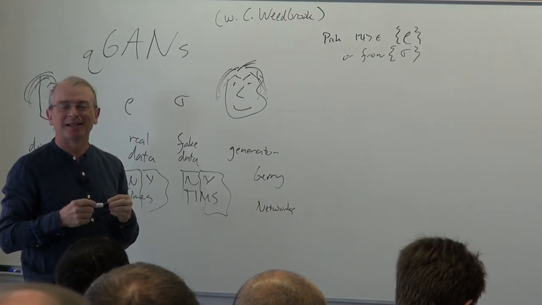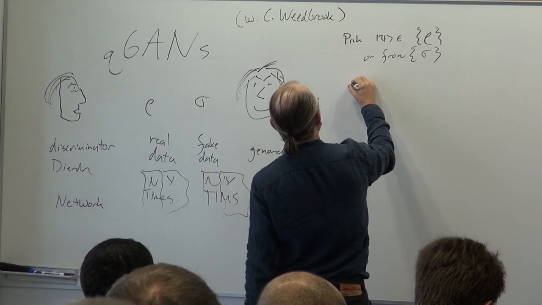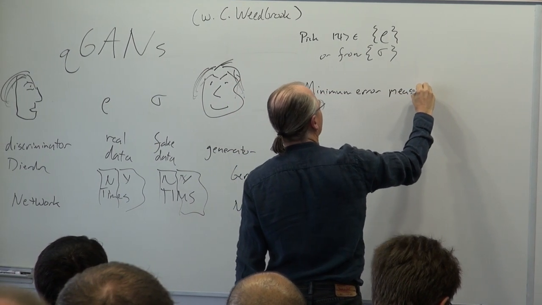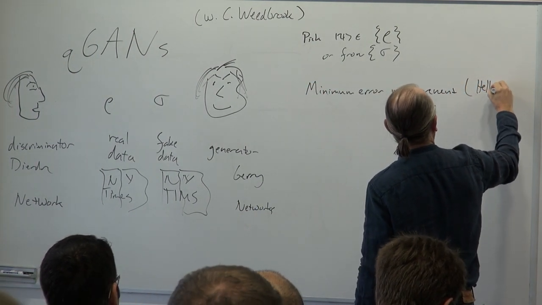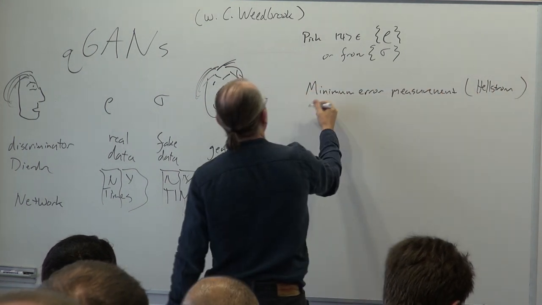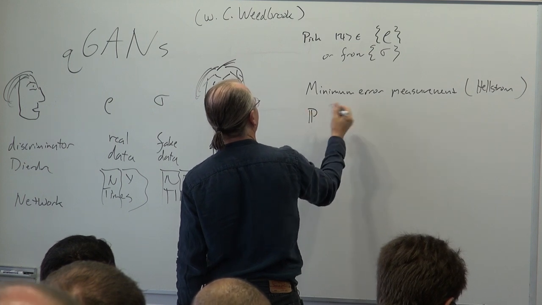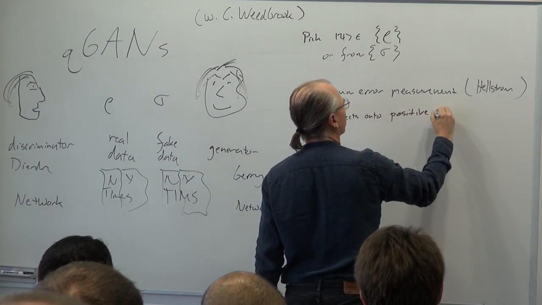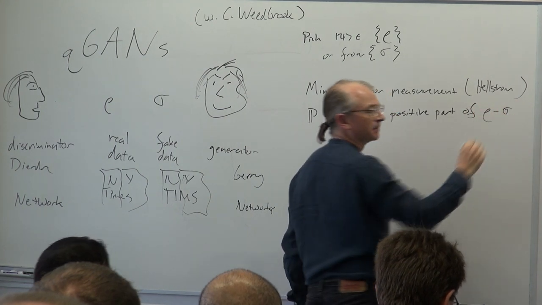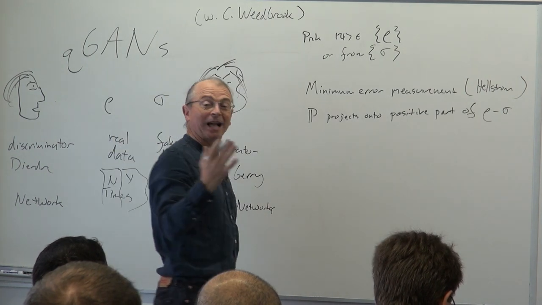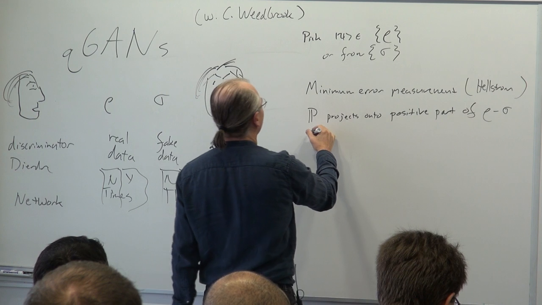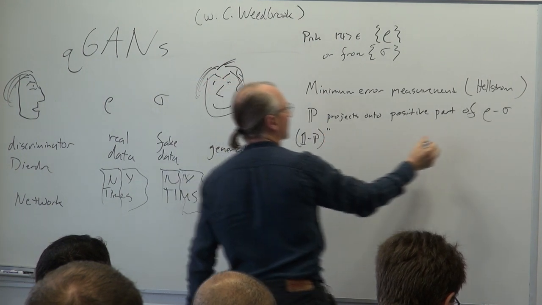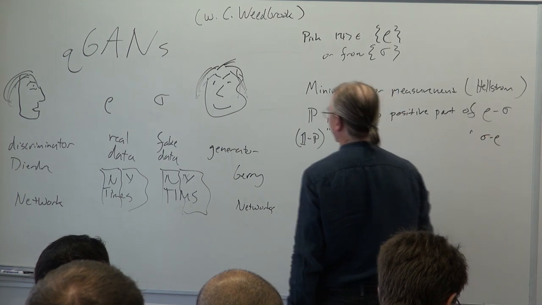Okay. So here the situation is rather nice, because we actually know what the minimum error measurement is. This was derived by Helstrom in 1970 or 71. It has operators P. It's a projector. I'll call it P; it projects onto the positive part of rho minus sigma. Of course, there's a classical version of this as well. And similarly, the other operator is 1 minus P. So this projects on the positive part of sigma minus rho; it's symmetric.